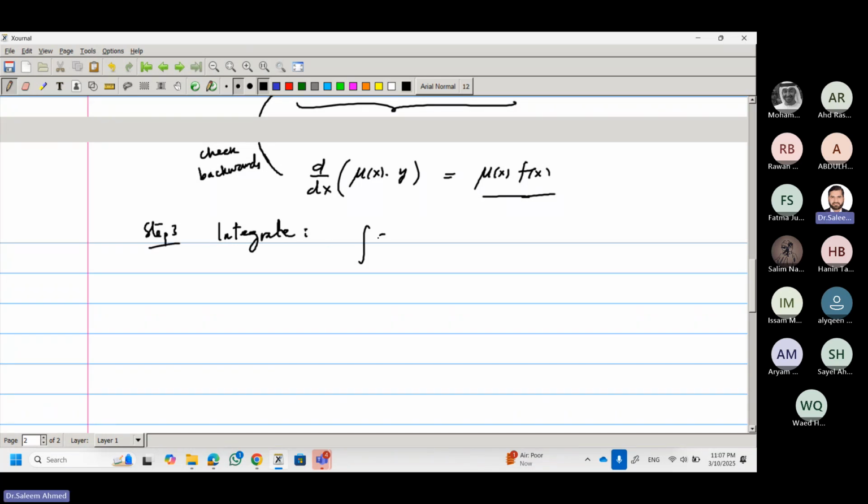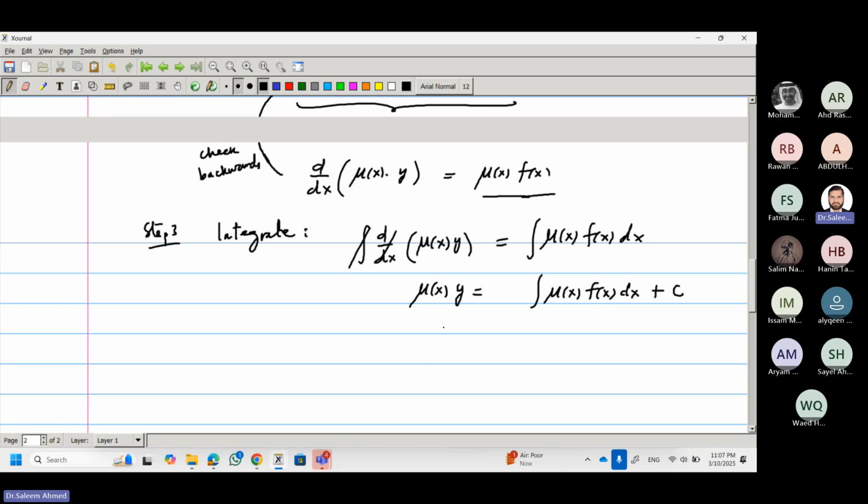Integrate. So if I integrate d by dx of mu x y is equal to integrate mu x f x dx. See, the derivative and integral cancel each other. So you get only mu x y on the left, and on the right, you get the integral of mu x f x. Whatever answer you get from the integration, you add a constant c here. And now for y, if you need to find y, you can just divide by mu of x on the right side.